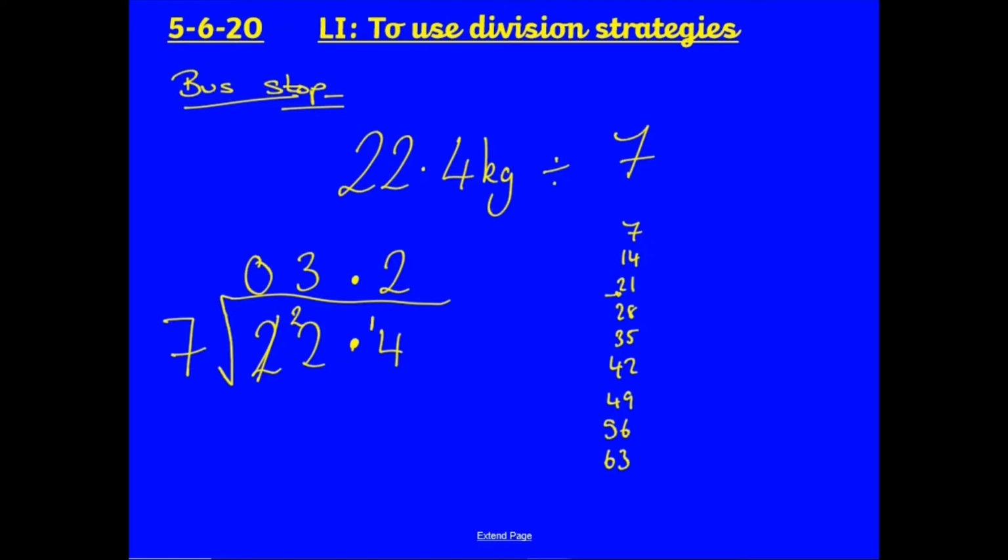3.2. So 22.4 kilograms divided by 7 is 3.2. And the important part here, kilograms. Do not forget your unit of measurement.